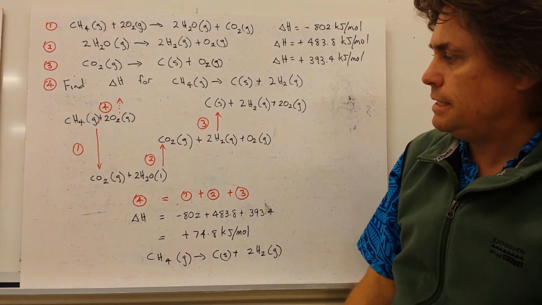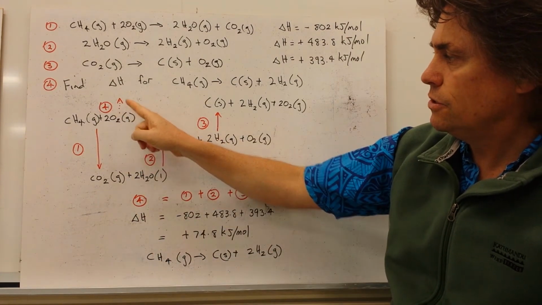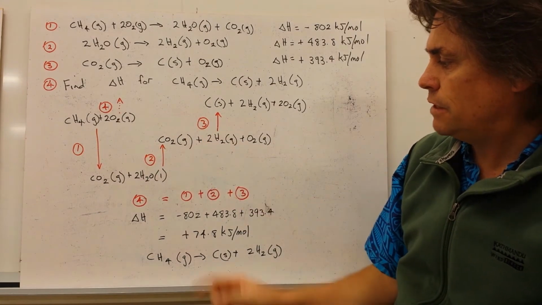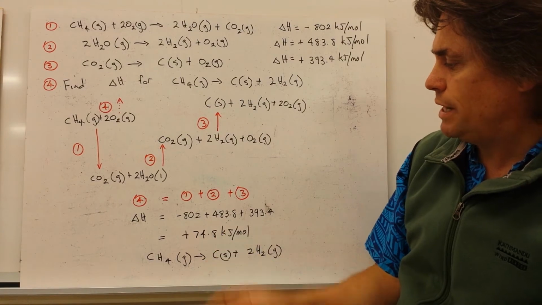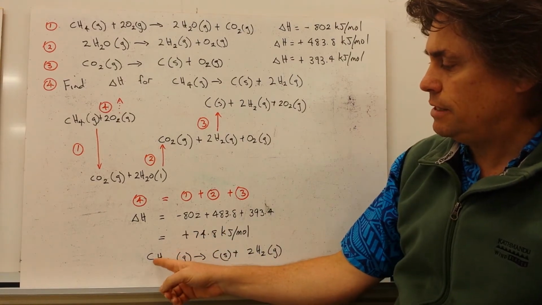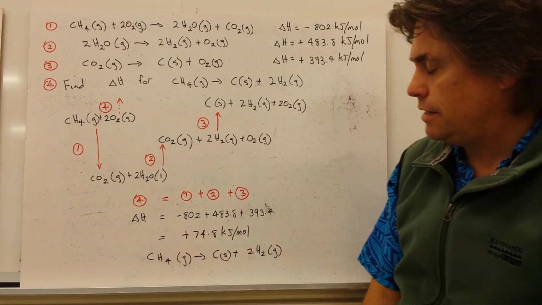Now, if that's the case, then the change in enthalpy for this particular reaction should equal that one plus that one plus that one. So if we add those values together, we get a value of plus 74.8 kilojoules per mole. And that represents the change in enthalpy when we decompose methane into carbon and hydrogen.